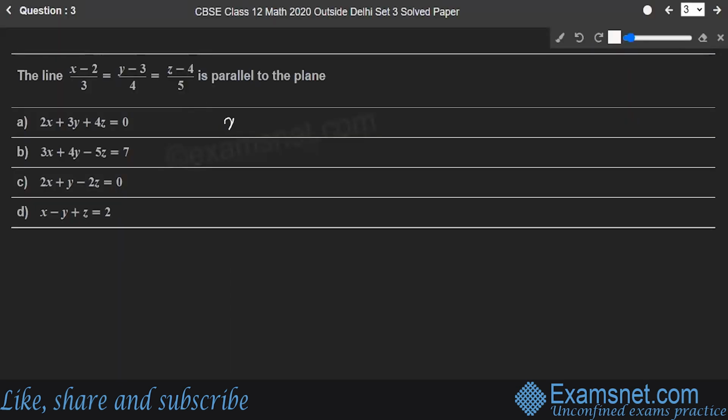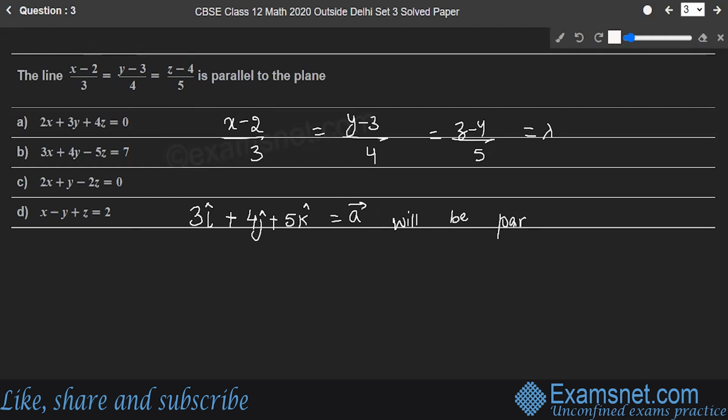Question number 3, the line (x minus 2) upon 3 is equal to (y minus 3) upon 4 is equal to (z minus 4) upon 5 is parallel to which of these planes? Now, let's say this is equal to some lambda. From here, this vector 3i plus 4j plus 5k is equal to a. This will be parallel to the plane, right? So this vector will actually be perpendicular to the normal vector to the plane. It will be very precise, right? In other words, it will be parallel to the plane itself.